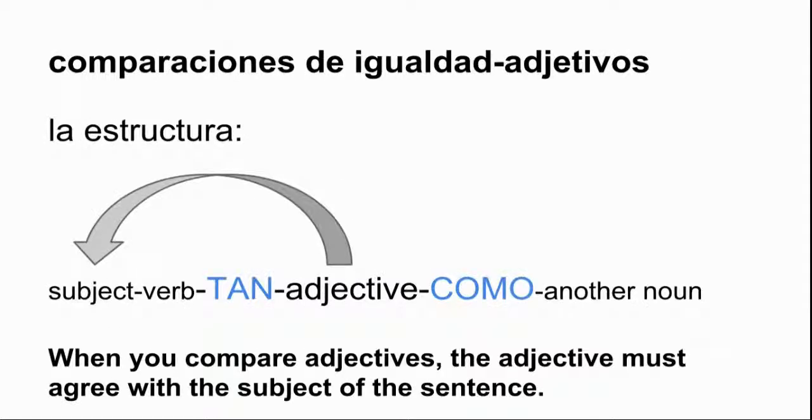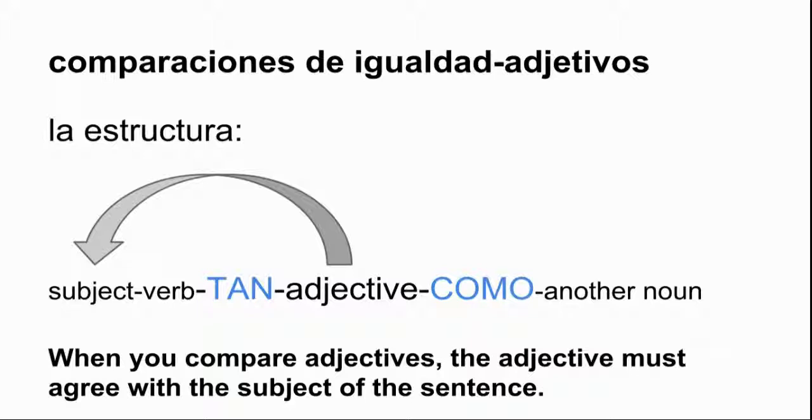La estructura. So let's talk about the structure of the comparison of adjectives in Spanish. We have the subject of the sentence, the verb. The structure is tan, como, and the adjective is going to go in the middle. Now this adjective has to agree in gender and number with the subject of the sentence. And then at the end you're going to have another noun.